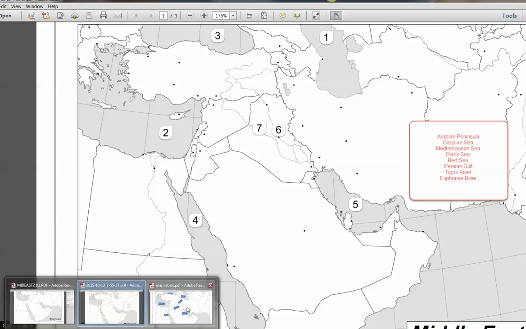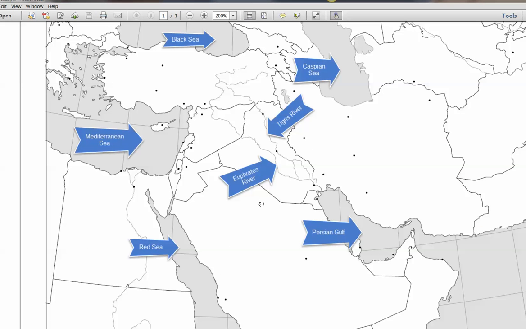Okay, so now here are our labels. Here are the bodies of water that are found on or around the Arabian Peninsula, and let's go through them. We have our ghost, Casper, from the Caspian Sea. And remember, he was on his way to a vacation at Club Med in the Mediterranean Sea.